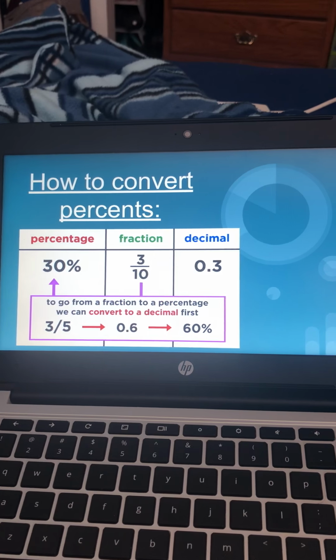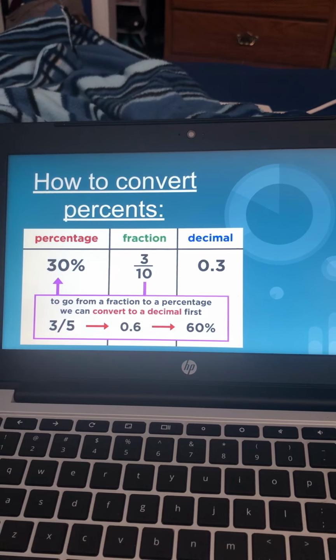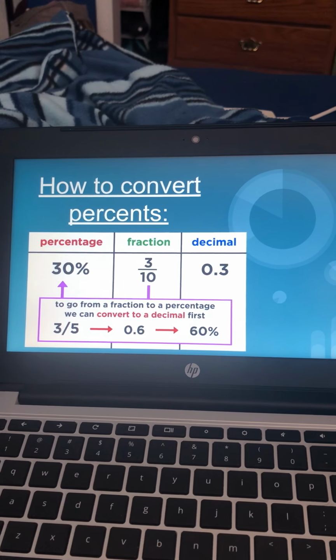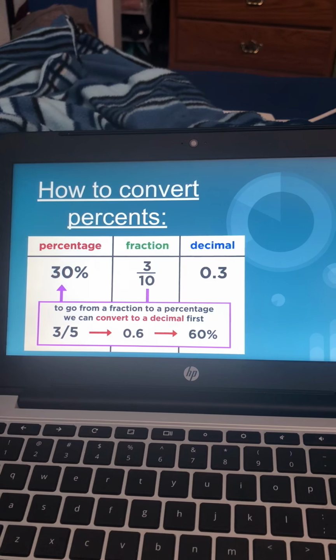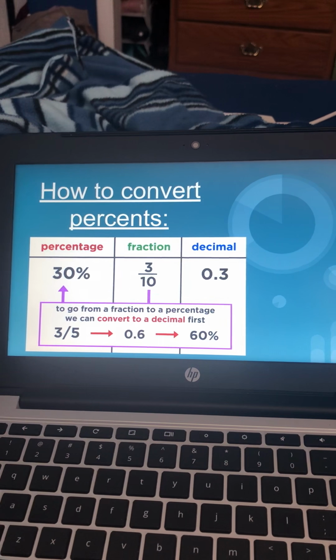Another example would be 3 out of 5. You take that fraction and divide it, and you would get 0.6. Then move the decimal 2 places to the right and add a percent sign to the end, and then you would have 60%.